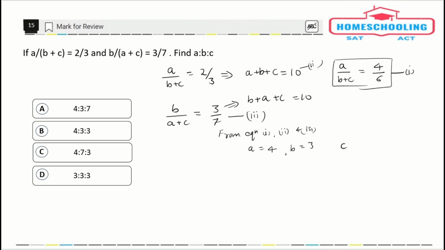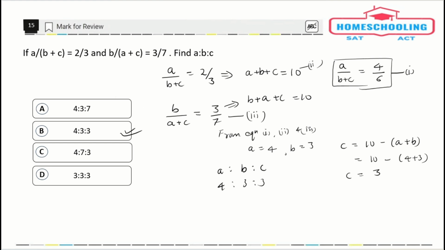and C would be, if you put it in equation number 2, C would be 10 minus A plus B. A is 4 plus 3, 7. 10 minus 7 would be 3. Hence, C is equal to 3. So the ratio of A is to B is to C is 4 is to 3 is to 3. So option B would be your correct answer.